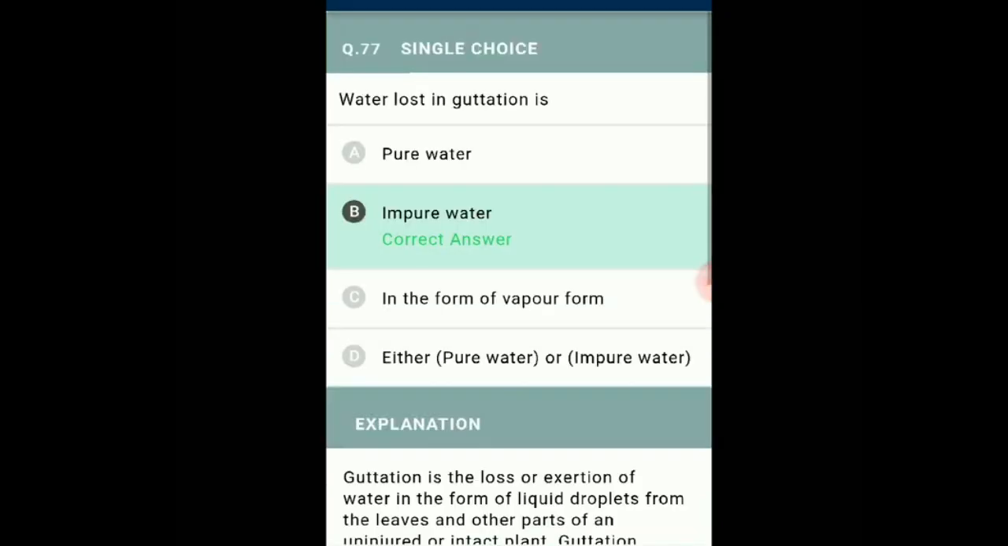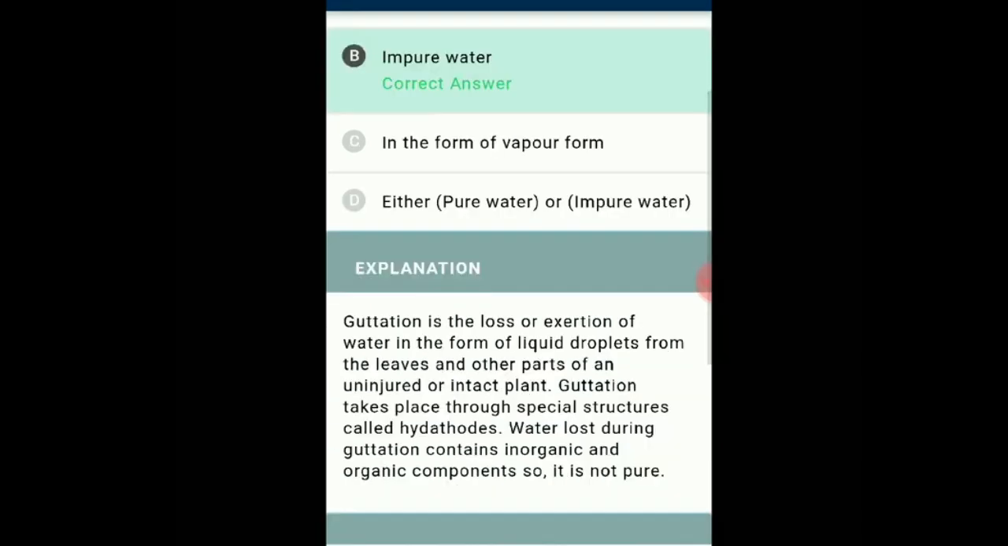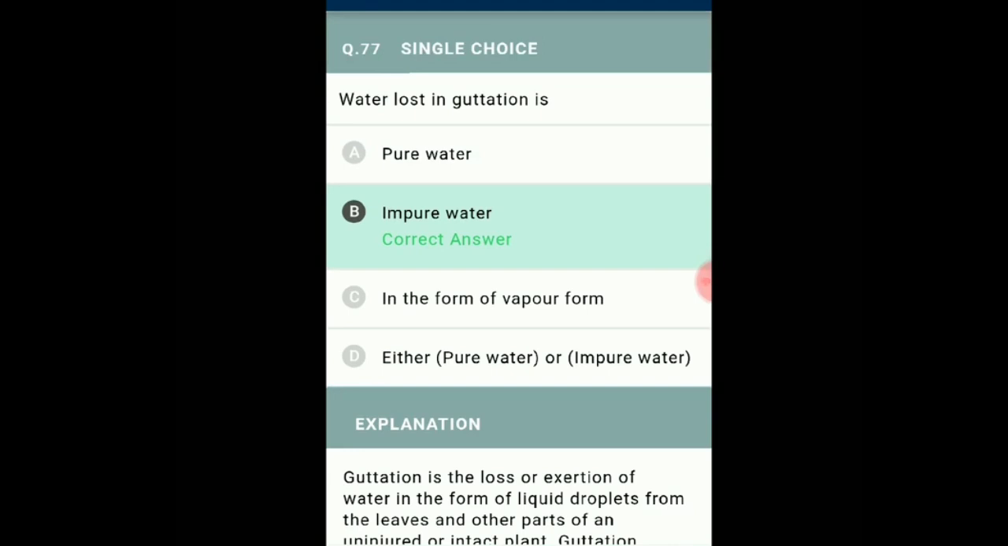Question number 77. Water lost in guttation is. Guttation is loss or excretion of water in the form of liquid droplets from leaves and other parts of the uninjured or intact plant. Guttation takes place through special structures which are called hydathodes. Water lost during guttation contains some inorganic and organic compounds also. It is not pure. So water lost through guttation is impure water, containing inorganic and organic substances.